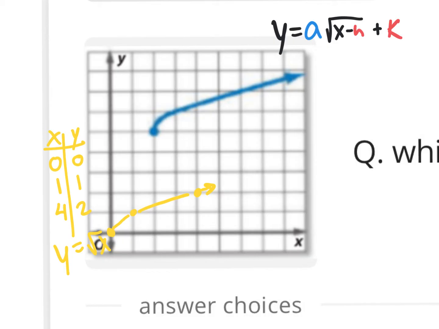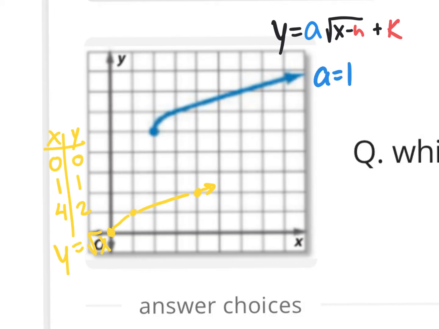And it doesn't get vertically stretched or compressed because if I compare the first two dots on my parent graph, up 1 over 1, okay? This one's up 1 over 1 as well. Now, what if it would have been up 2 over 1? Then the A value would be 2, positive 2. If it were up 1, 2, 3 over 1, if it shot up through there, then that would be the A value of 3, right? So it is up 1 over 1. So the A value is 1 on this guy.